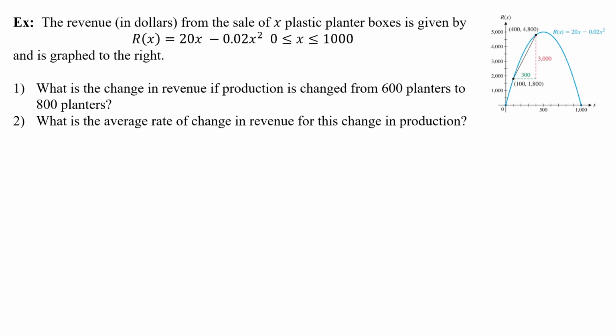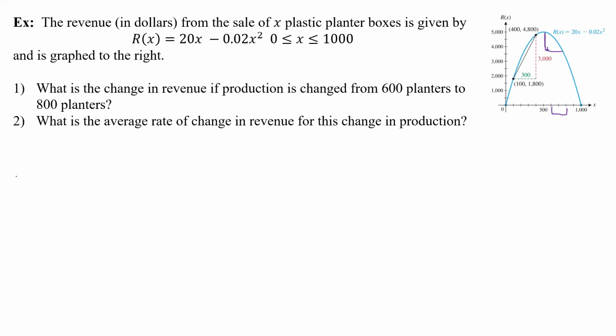So we are going from 600 planters up to 800 planters. That's kind of going from here, and 800 is about here probably. So it looks like we're going to be going down. It's on this downward slope. So when we get done, the rate of change hopefully will be negative.